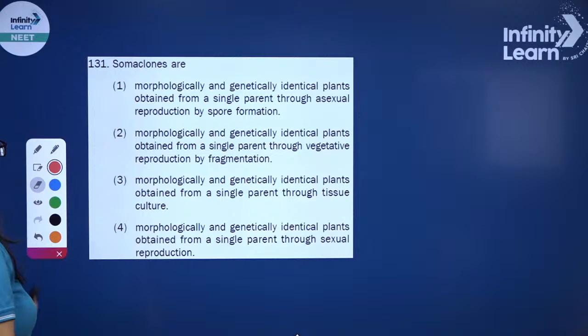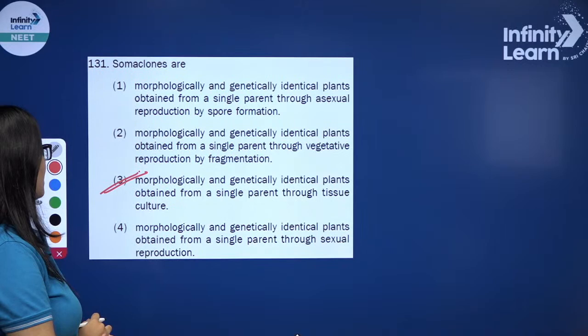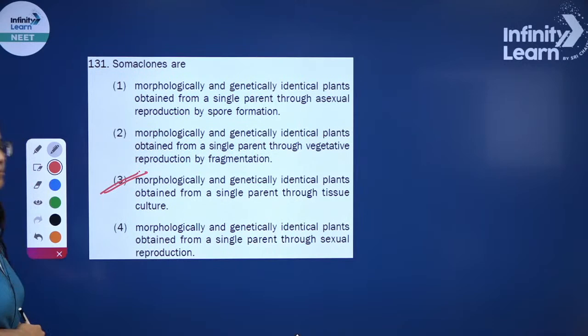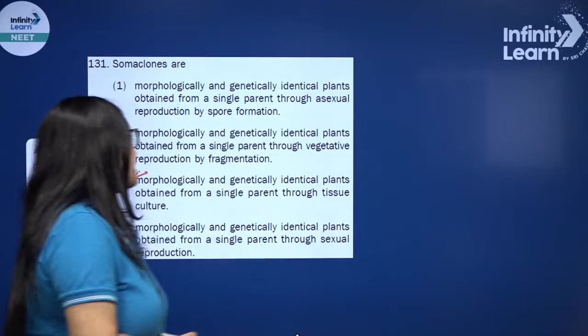What is the correct definition of somaclone? Somaclones are morphologically and genetically identical plants obtained from a single parent through tissue culture. You must have heard and studied about this word, somaclones, my lovely kids. You have studied it in your chapter number 9, plant breeding, class 12, under the topic tissue culture.